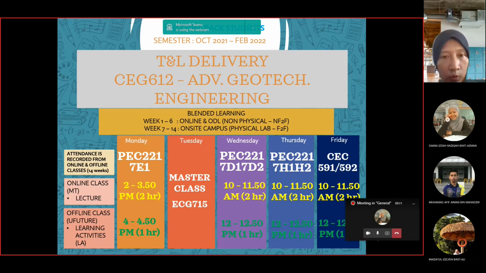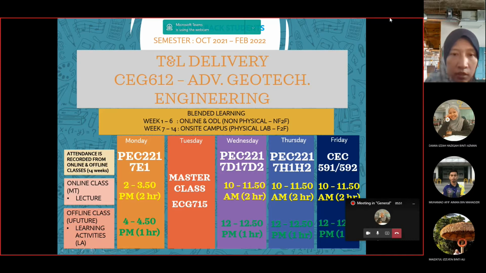So in weeks 1 to 6, we do not make it compulsory for you to attend the physical or face to face class. However, during weeks 7 to 14, there will be physical lectures, which you need to attend at the lab. According to what I have here, we're going to conduct the lecture from week 7 to 14 at Makmal ICT Perdana 1.5, from 2 p.m. to 5 p.m., 4:50 actually.